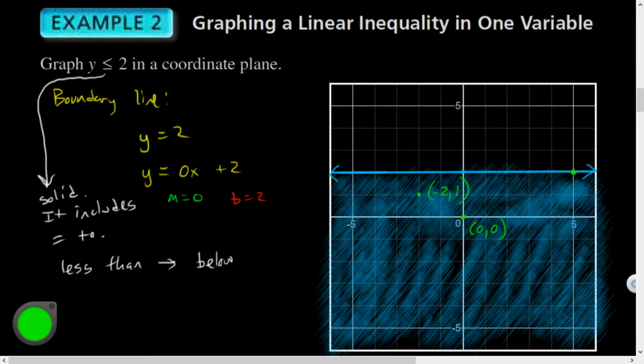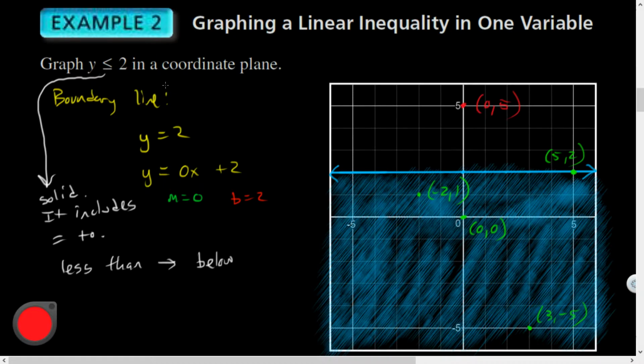Moment of truth. Gentlemen, be cool. Be respectful. And because the line included equal to, that means 5, 2 is a solution. How about is 3, negative 5 a solution? Yep, it's in the shaded region. All right, how about is 0, 5 a solution? No, not a solution.